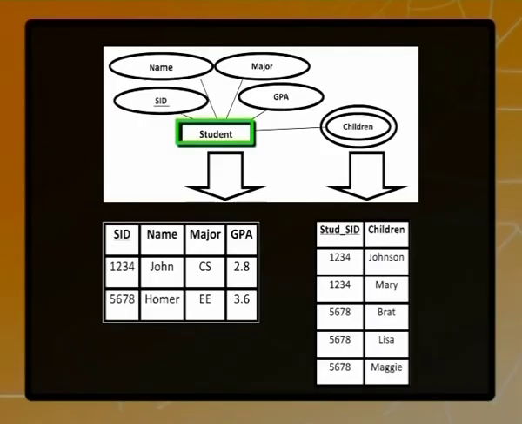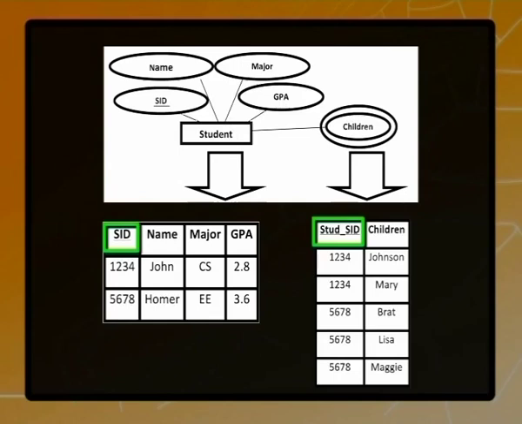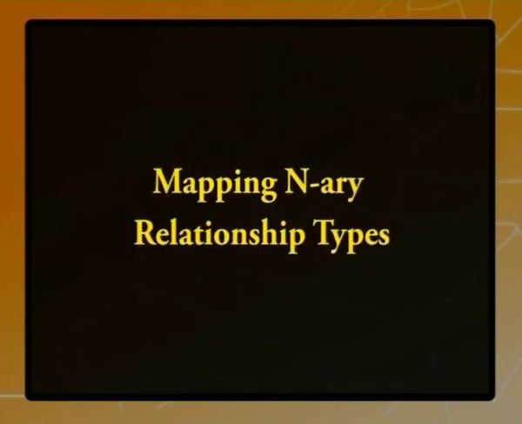For example, suppose we have an ER schema having entity type student. This entity type has a multi-valued attribute children. So, to map this multi-valued attribute, we make a new relation having children as one attribute and stu underscore SID as the primary key of the entity type student. The primary key of the relation will be the union of these two attributes.